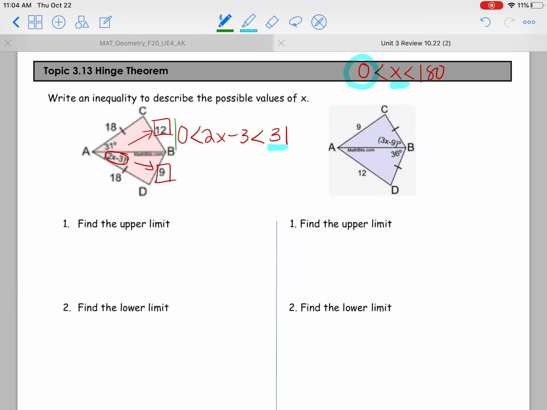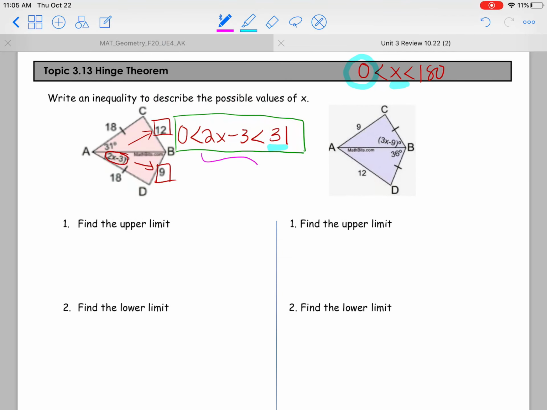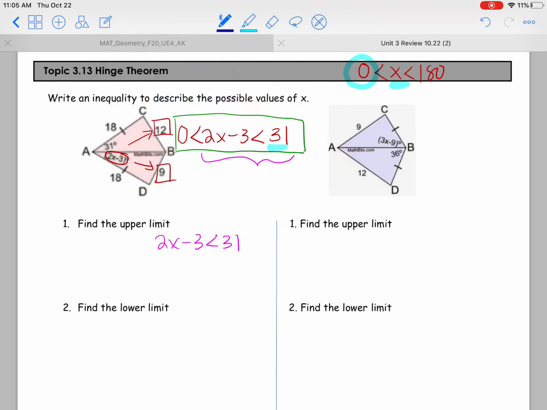This is a compound inequality right here, what you have here. So we have to separate them. To find my upper limit, I'm going to go ahead and get this part right now: 2x minus 3 less than 31. And to get my lower limit, I'm going to be getting this part right here, which is 0 less than 2x minus 3. So 2x minus 3 has to be greater than 0.